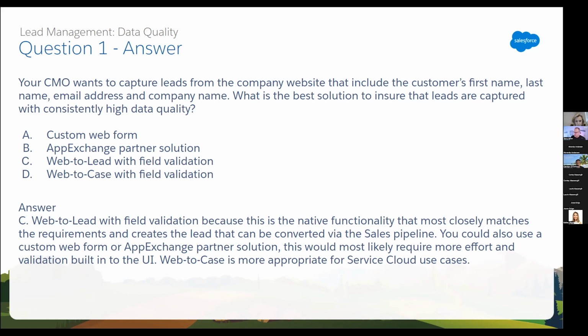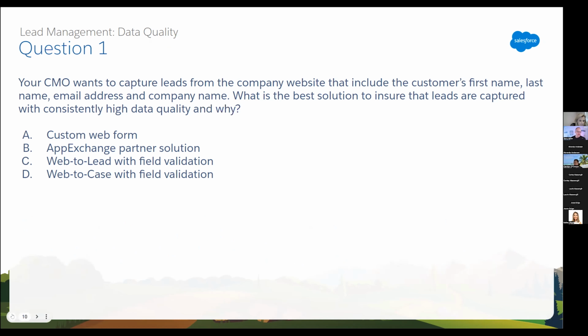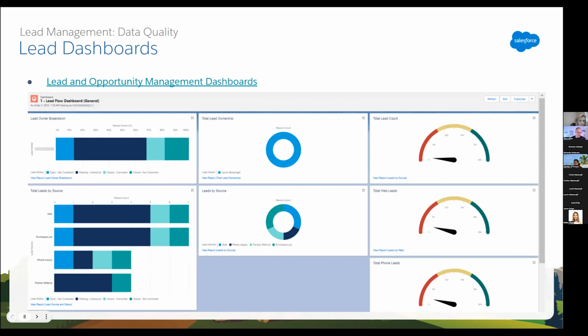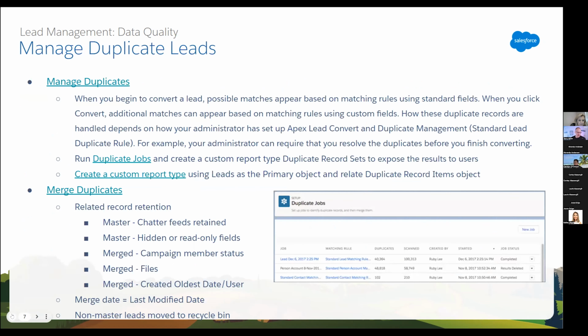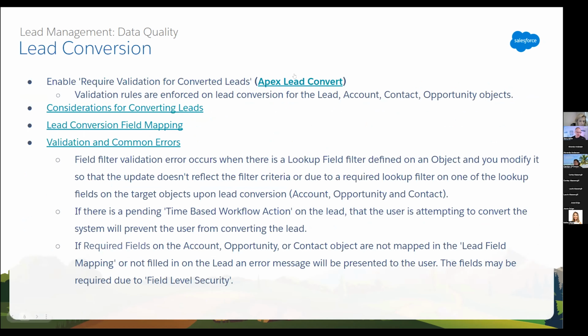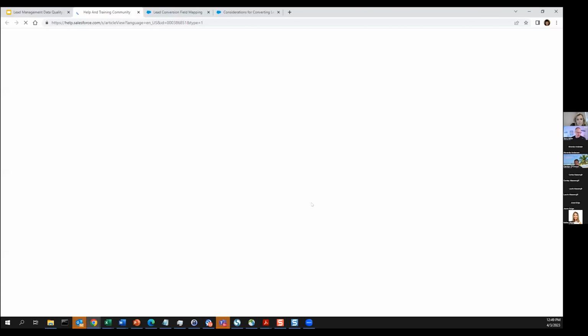And that was it. So I was curious when I saw the Apex lead convert that you had on your slide, because I was thinking, what is that? Because I was real familiar with it. So I did a quick search on that, and I found that is a feature that can be enabled. It's in our lead settings where you can require validation on converted leads.